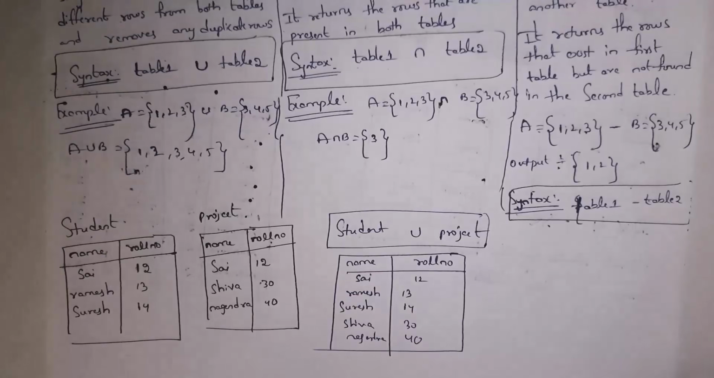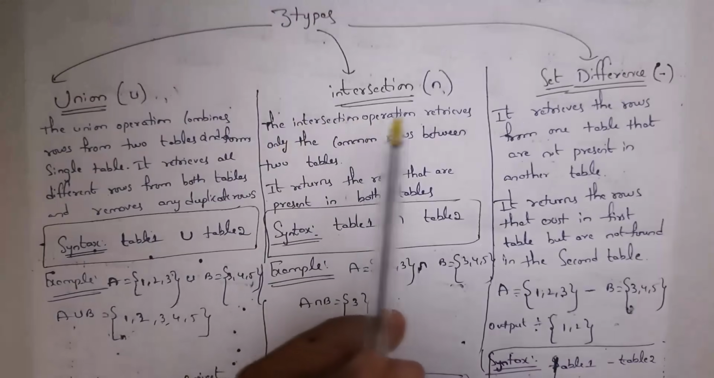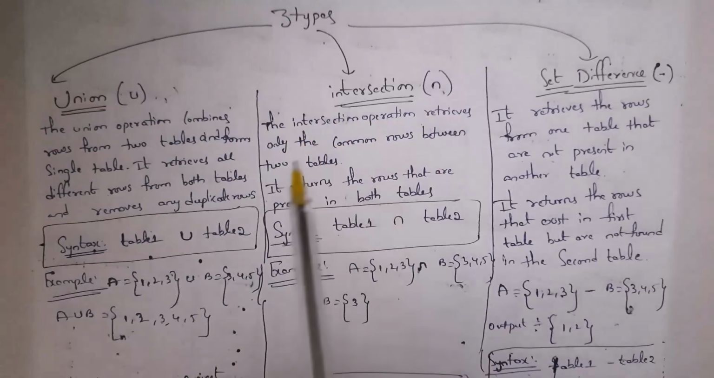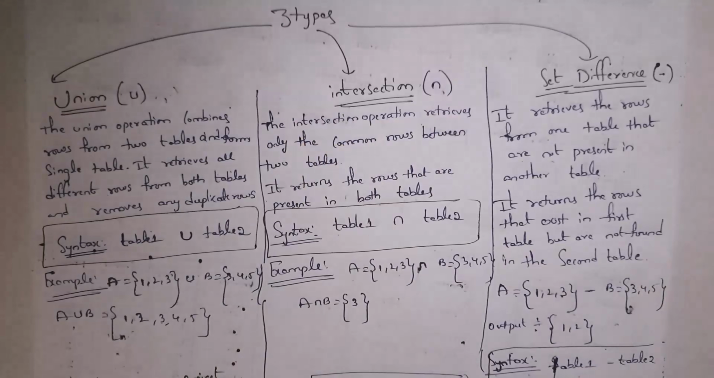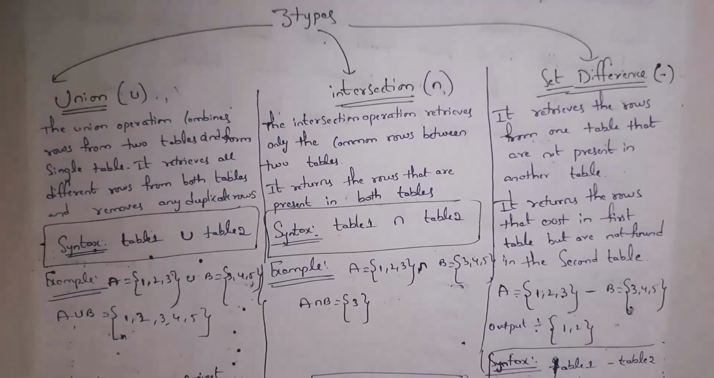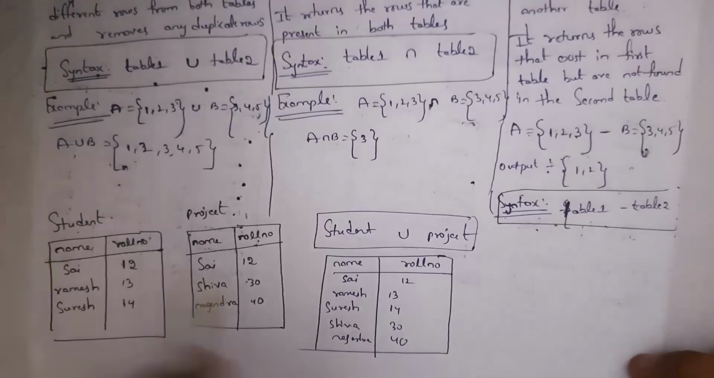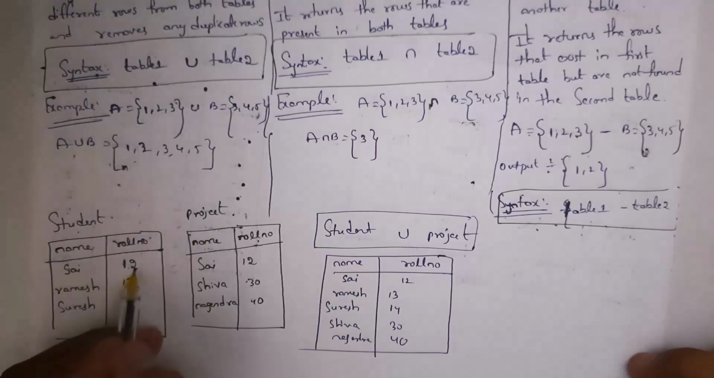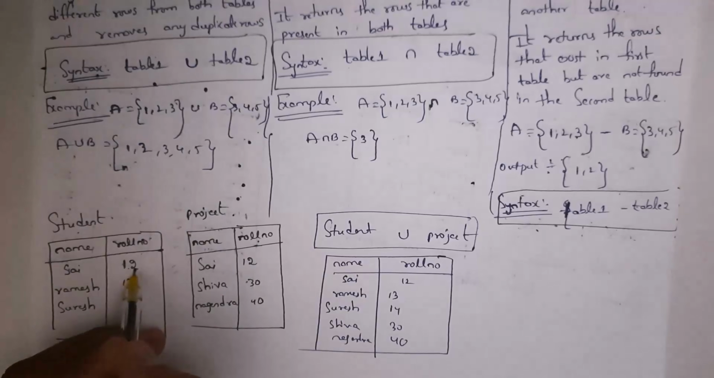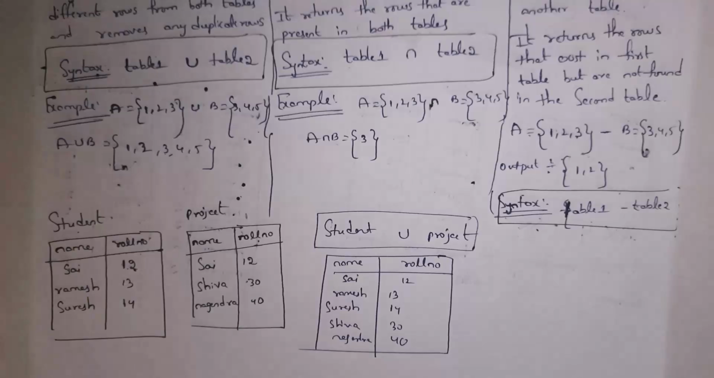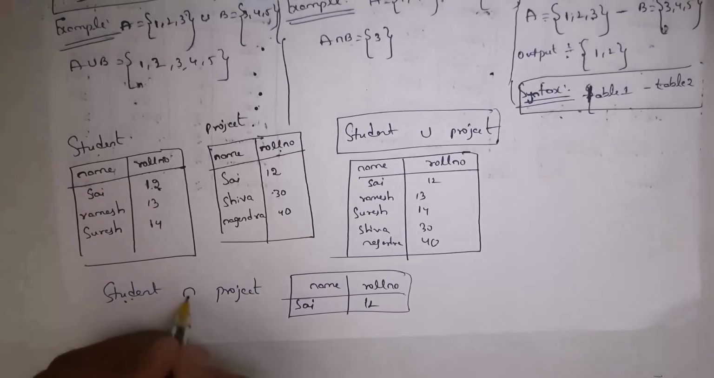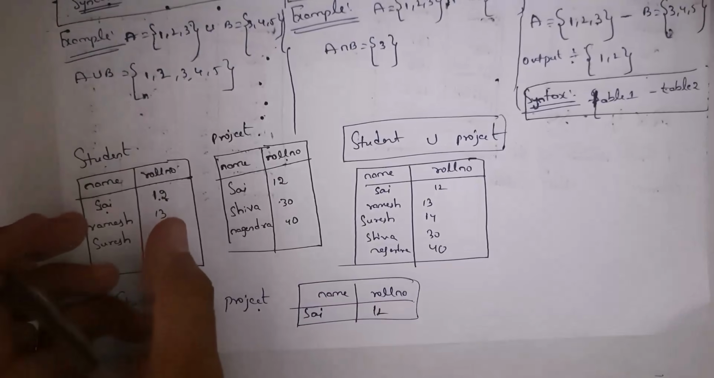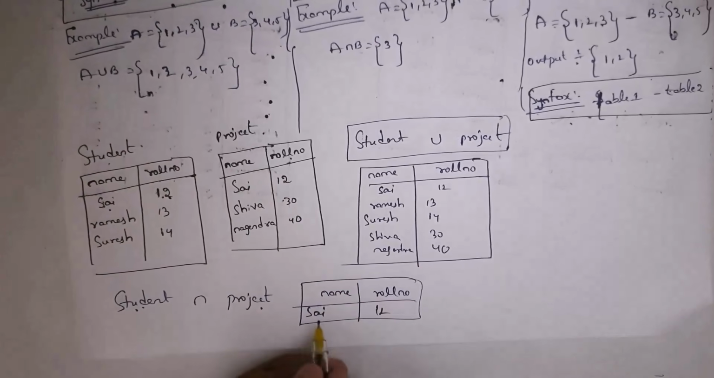Next I will explain the intersection operation. The intersection operation retrieves only the common rows between two tables. Guys, union will select all rows, whereas intersection will select only common rows. In the student table, Sai 12 is common in both tables. The student table contains Sai 12 and the project table also contains Sai 12. So whenever I perform student intersection project, I will get output name Sai roll number 12.